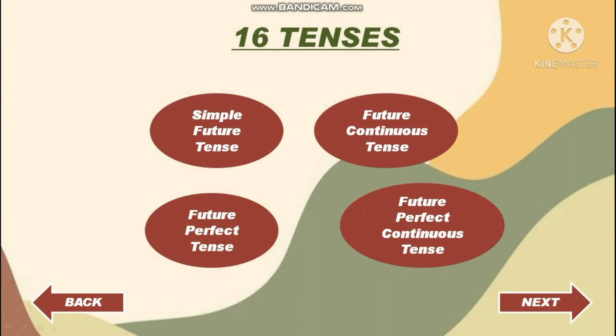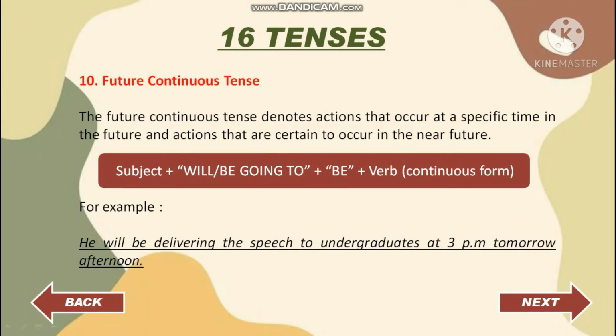The next is future continuous tense. Future continuous tense denotes an action that occurs at a specific time in the future and actions that are certain to occur in the near future. And the example is, he will be delivering the speech to undergraduates at 3 p.m. tomorrow afternoon.